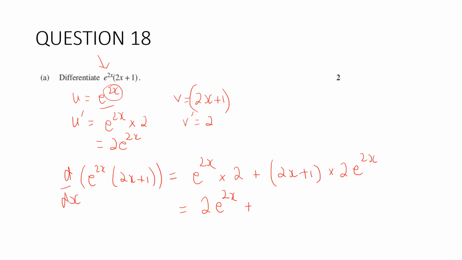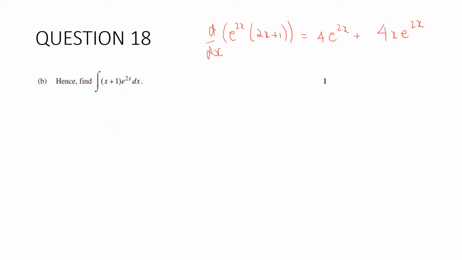I'm going to expand these brackets out. What does that give us? 4x e to the 2x plus 2e to the 2x, and we can do one more line. 4e to the 2x plus 4x e to the 2x. There it is.